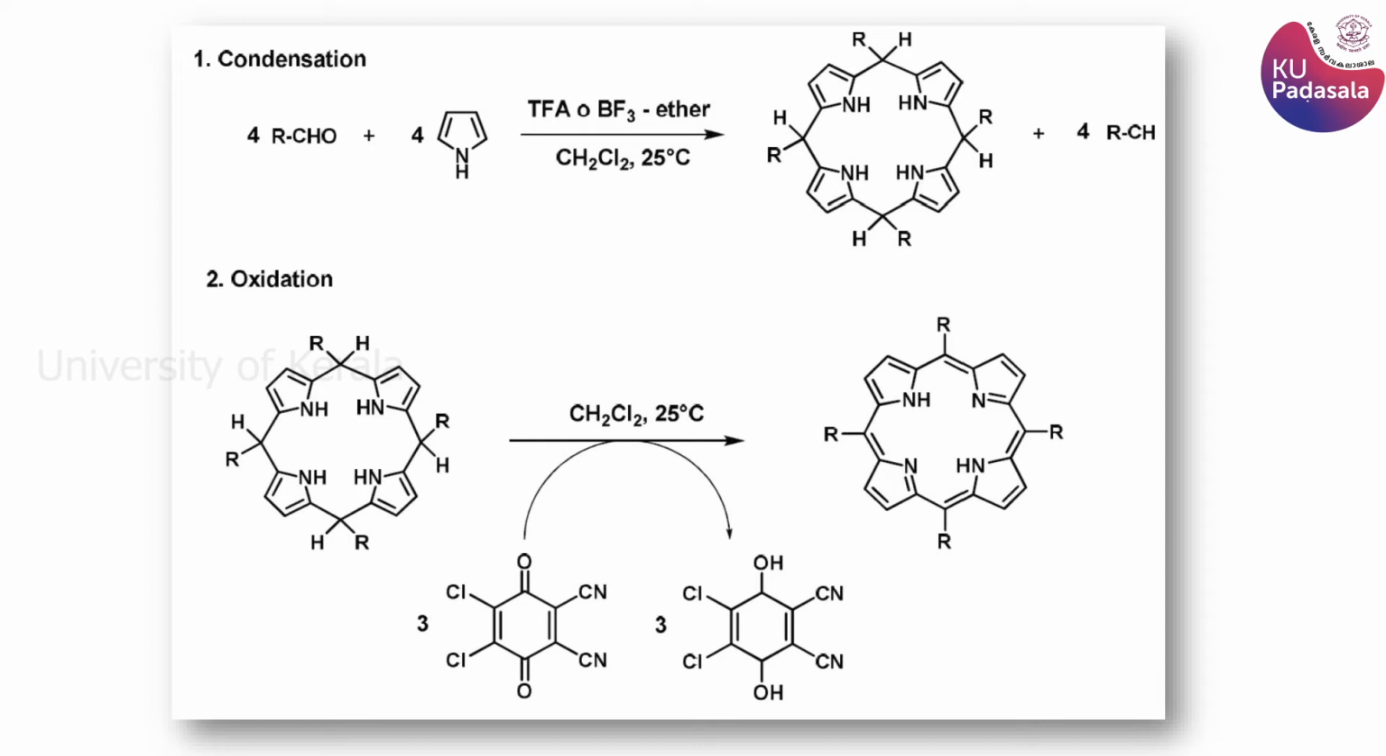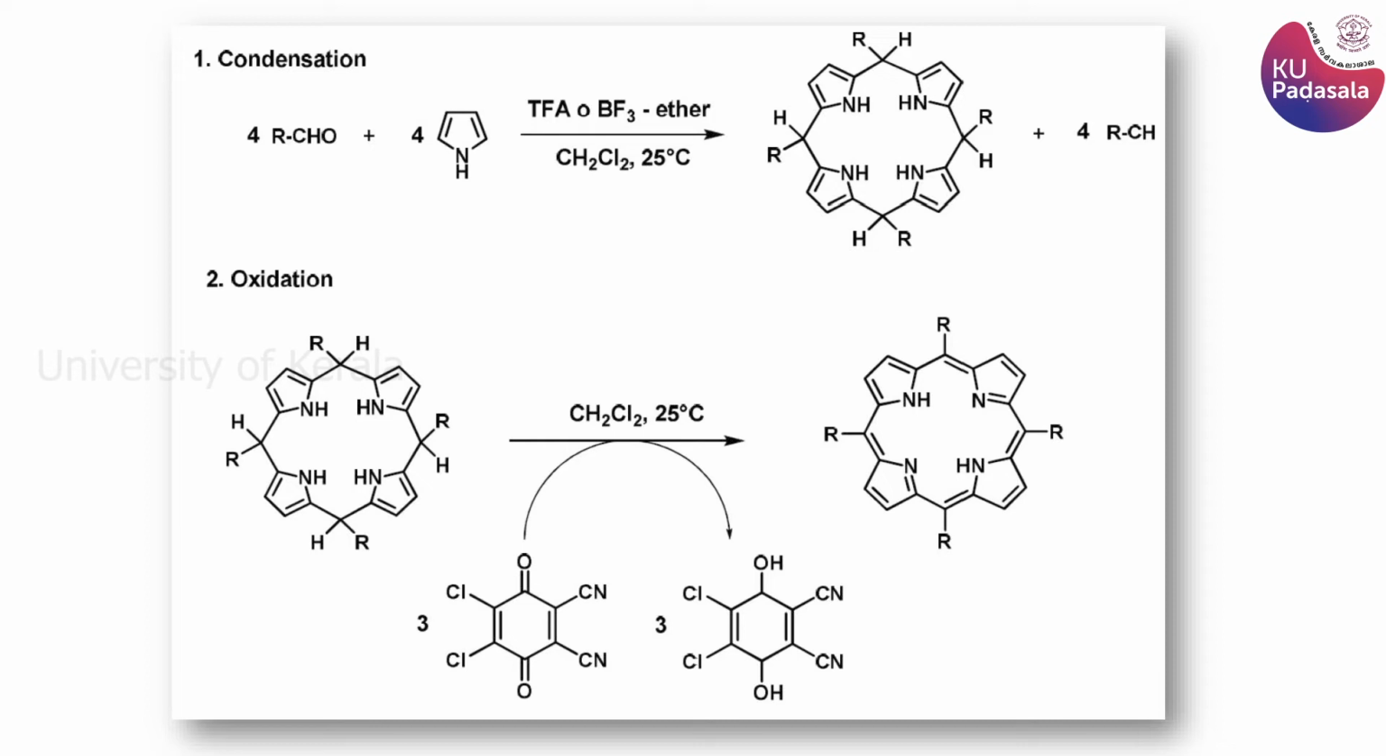And in this synthesis, what I showed is, what we need is an aldehyde, any aldehyde, in the presence of pyrrole with some acid and some oxidizing agent. Normally the oxidizing agent is DDQ, the structure is given here. So when we treat with this molecule, and after oxidation with the DDQ, we will end up with a porphyrin ring structure.